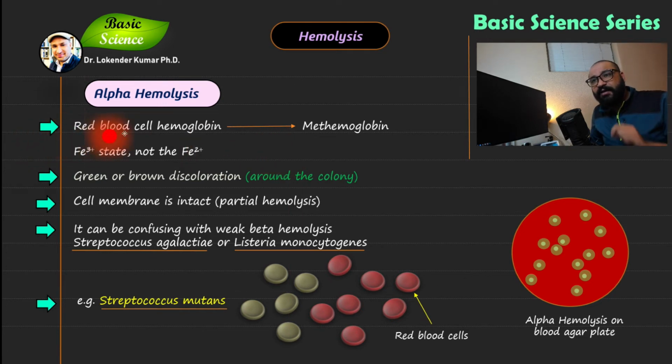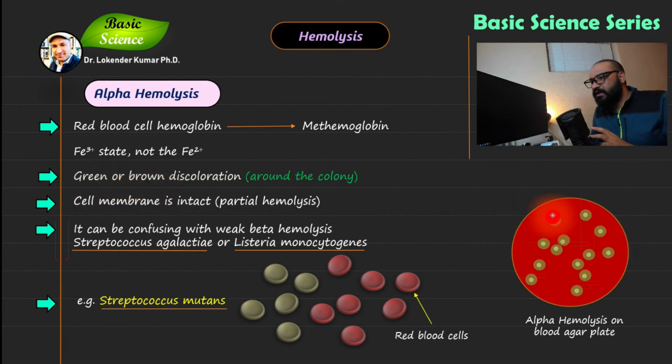As you can see, red blood cell hemoglobin gets converted into methemoglobin, and that methemoglobin is basically greenish to brownish in color, and it is unable to bind to the oxygen. Because of the color of this compound, the zone appears as greenish to brownish in color. Also, you can see here the iron is in Fe3+ state, not Fe2+ state. Because of this reason, the hemoglobin is unable to bind to the oxygen. Second point is green to brown discoloration.